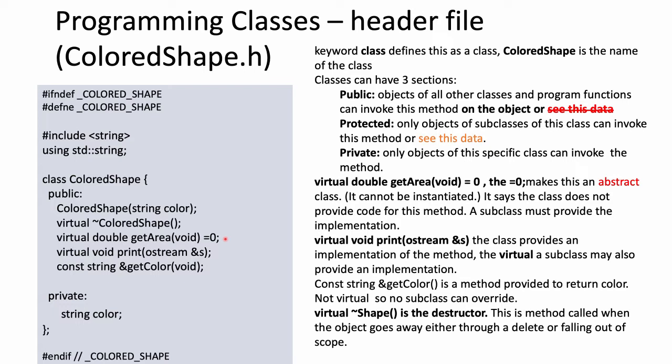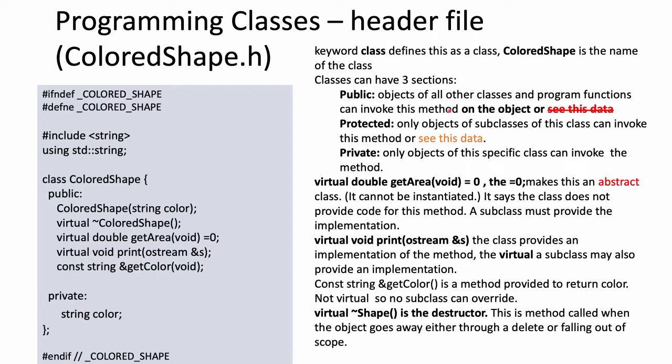In our main program or anywhere in the code, we cannot construct an object that is purely of type colored shape. It tells the compiler we must create an object of a subtype, and that subtype must have a getArea somewhere in its hierarchy. Private again to the colored shape is the color, which I'm hiding in a string.